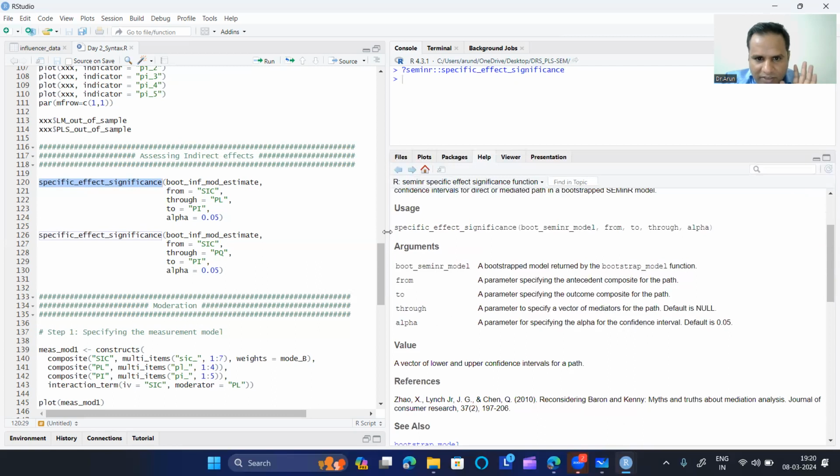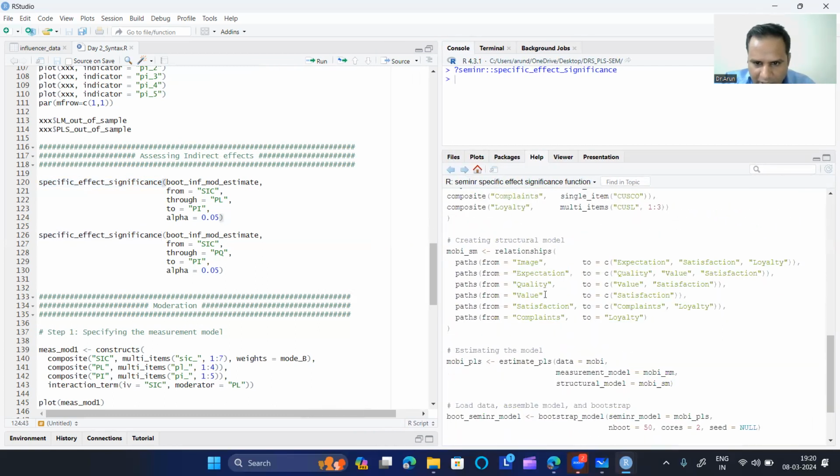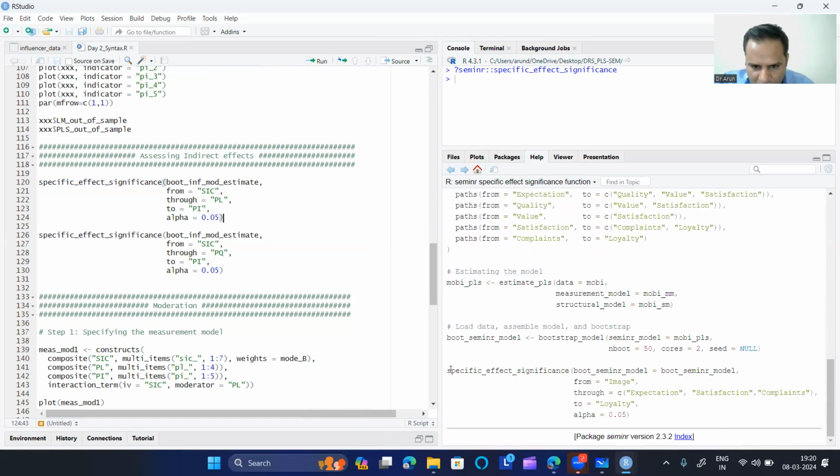So this is a function, my friends. I have not created this command and syntax. The developer has created it. And the command is written here, how to use this specific effect. Can you see this here? Yes. Okay. So here it is.